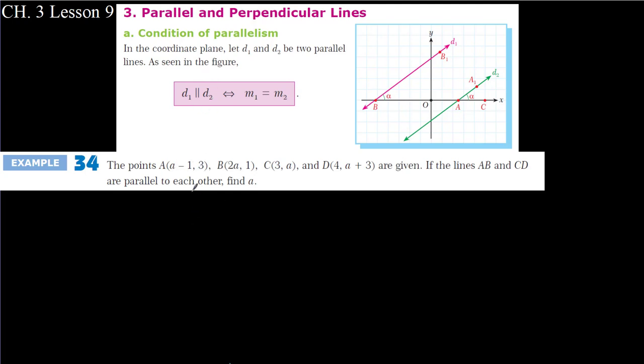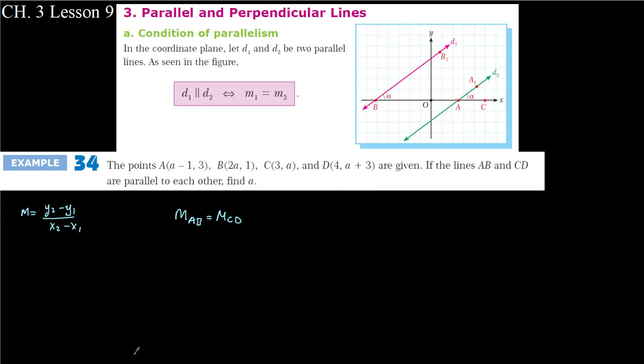Here the first question is about two parallel lines, which are AB and CD. The coordinates of AB and CD are given, and we are going to find the value of a. Firstly, let me remind you that m is equal to y2 minus y1 over x2 minus x1, which is the general definition of the slope. Here MAB, the slope between A and B, and MCD should be equal to each other because they are parallel. If the lines are parallel, find the value of a.